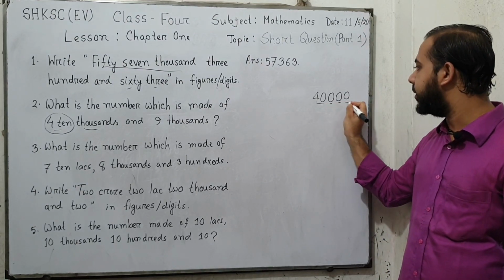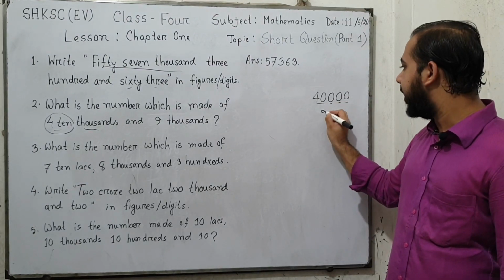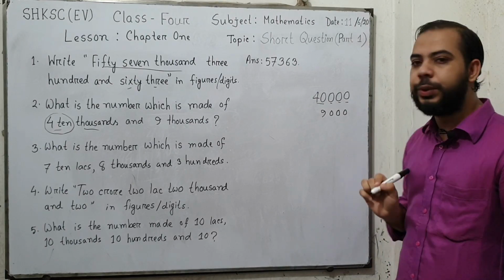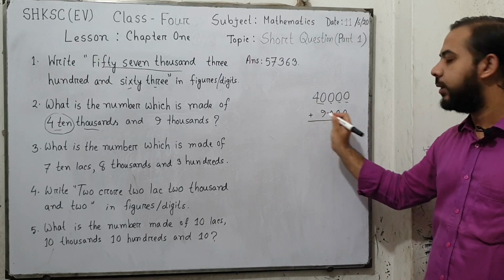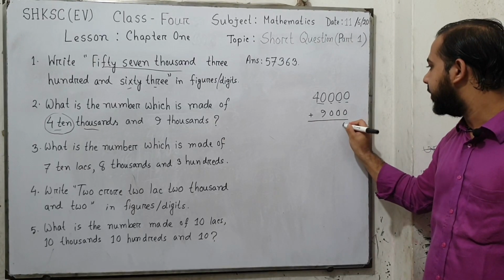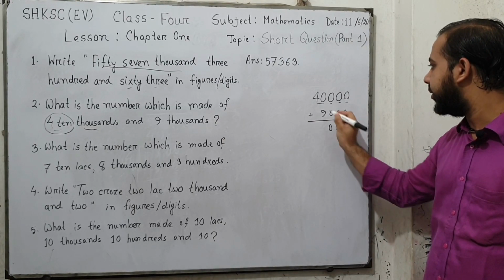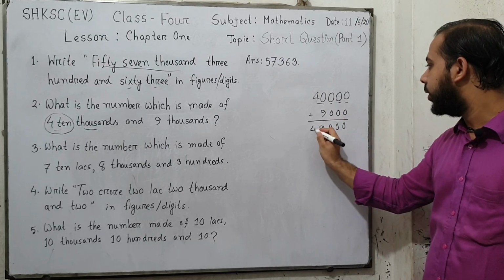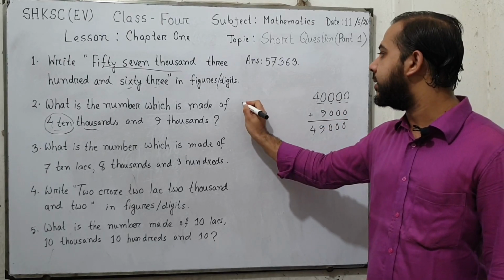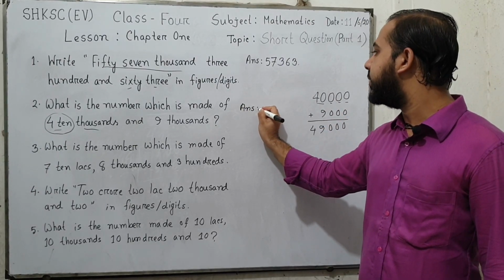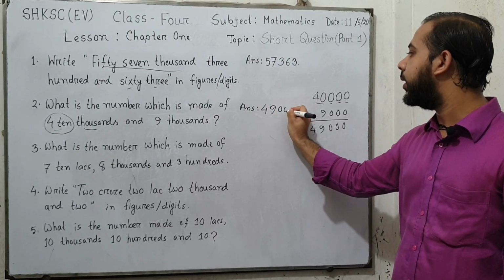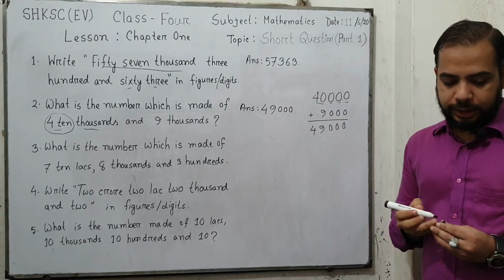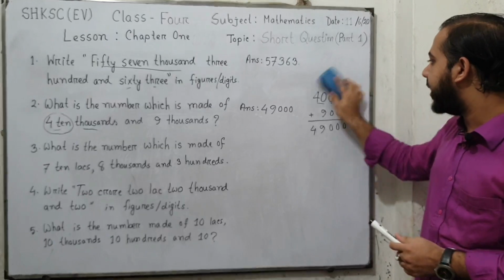40 and then thousands, and 9,000s, 9,000, thousands means 3 zeros. So at first we have to do rough work like this and then we do addition: 0 0 0 9 4, which will be our second answer. So the answer of the second question will be 49,000. Okay, let's see another one.